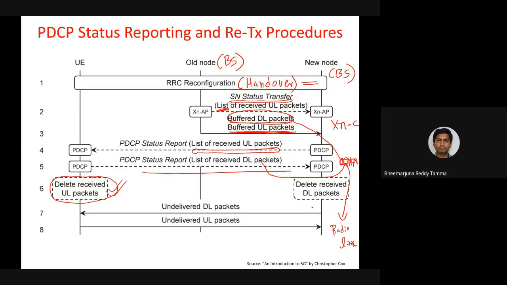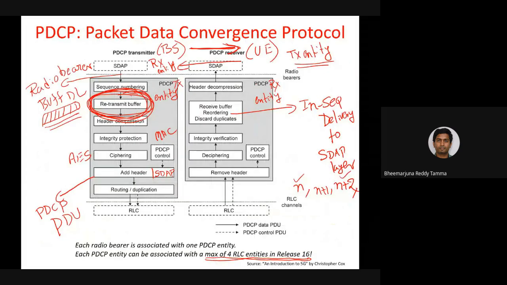So that's what you are seeing here. All the undelivered downlink packets. If you assume that I have 3 packets, 2 are already delivered, and 1 is pending, only that part I have to send. Similarly, the user equipment also has a buffer, and if it has, let's say, 4 packets, 2 of them are already delivered, so I can discard those. All the remaining 2, it has to send. That's the reason why we have the retransmit buffer.